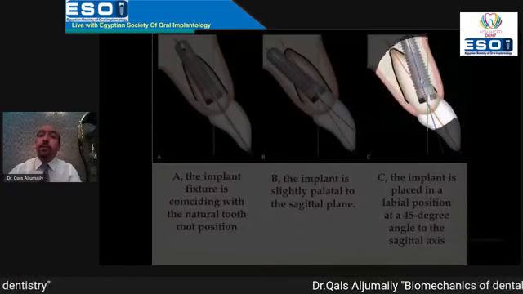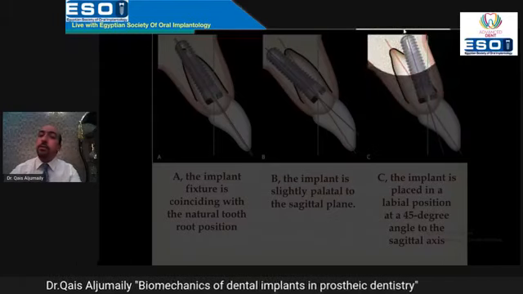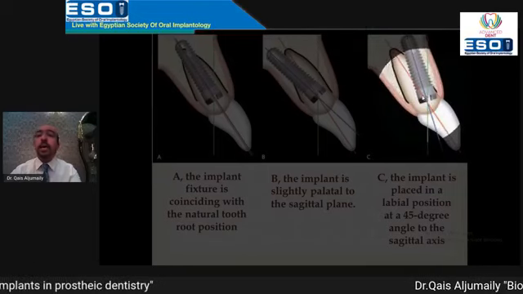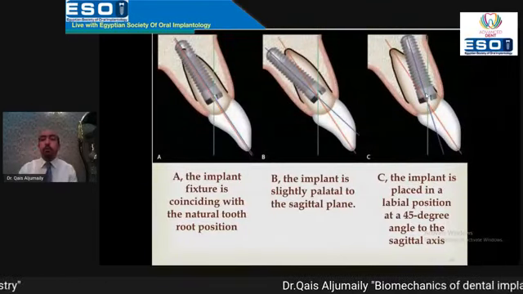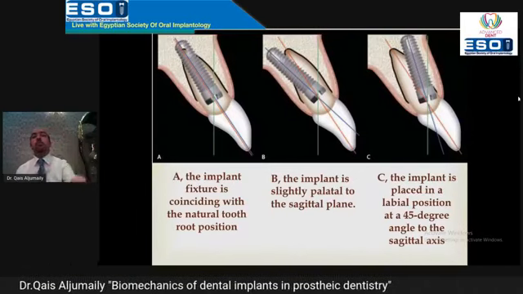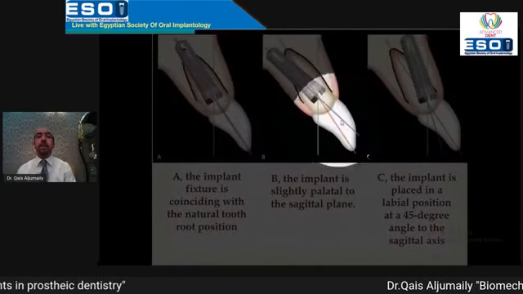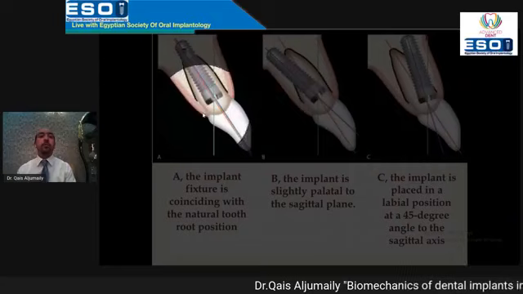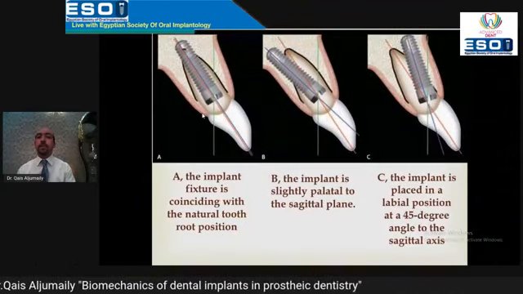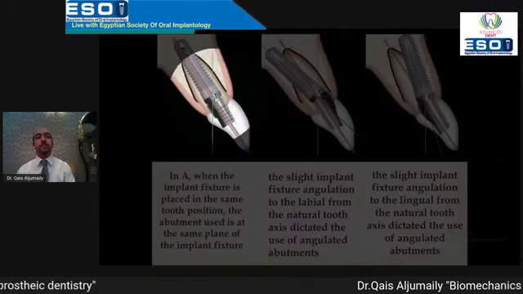Again, if we put our implant too much labially or buccally, and the long axis is not parallel to the long axis of the root and the crown, again here, that will push me to use an angle abutment. Now I want you to focus on these three images and to see where the implant will be placed. You see? Now without abutment, now with the abutment. Here I can use a straight abutment.